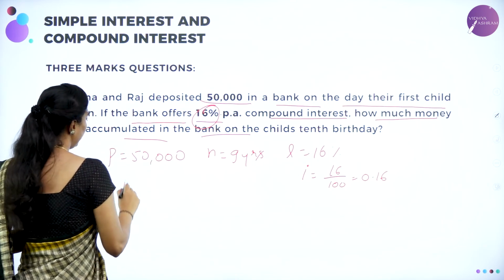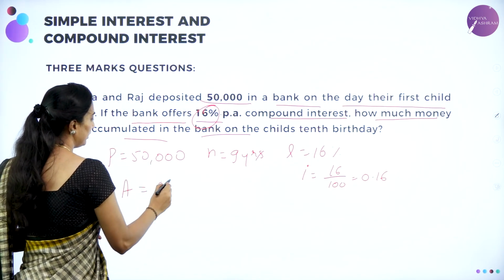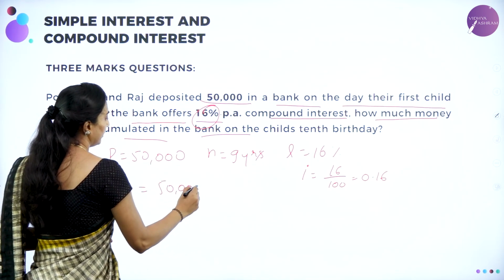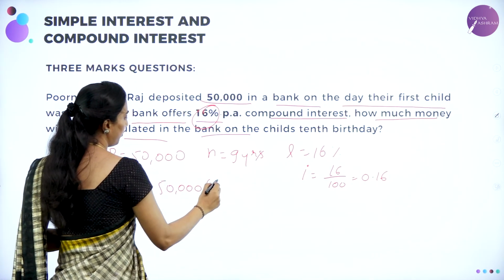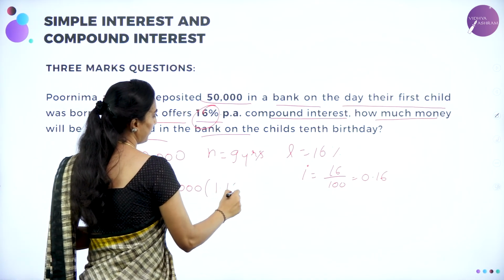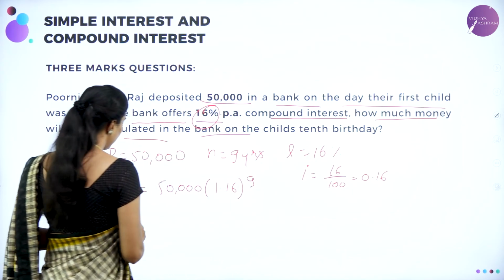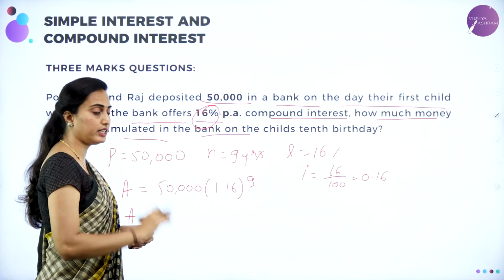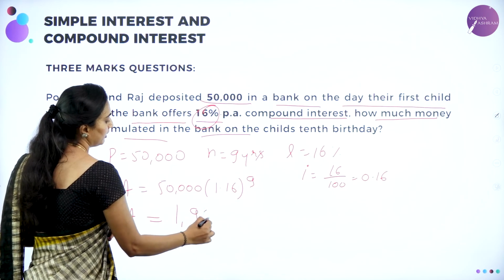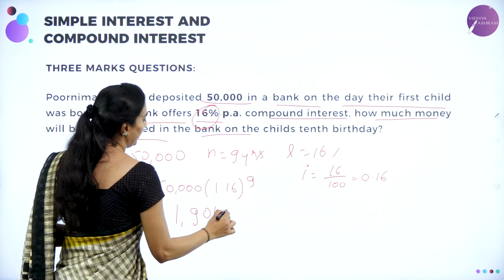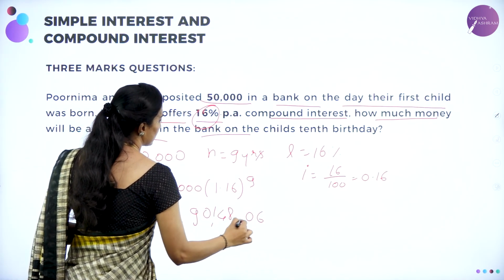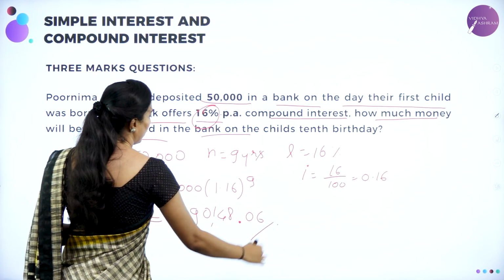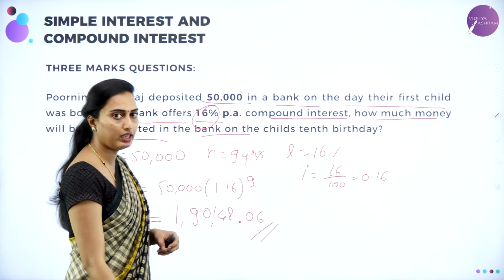You can calculate A is equal to 50,000 into 1.16, directly I am writing, to the power of N. If you calculate the amount you are going to receive, 1,90,148.06. This is the amount the child will be getting.